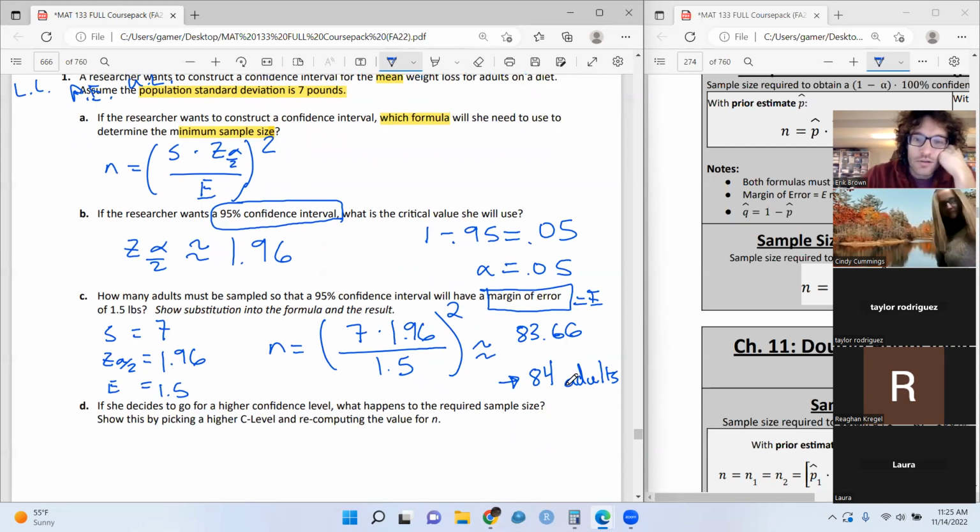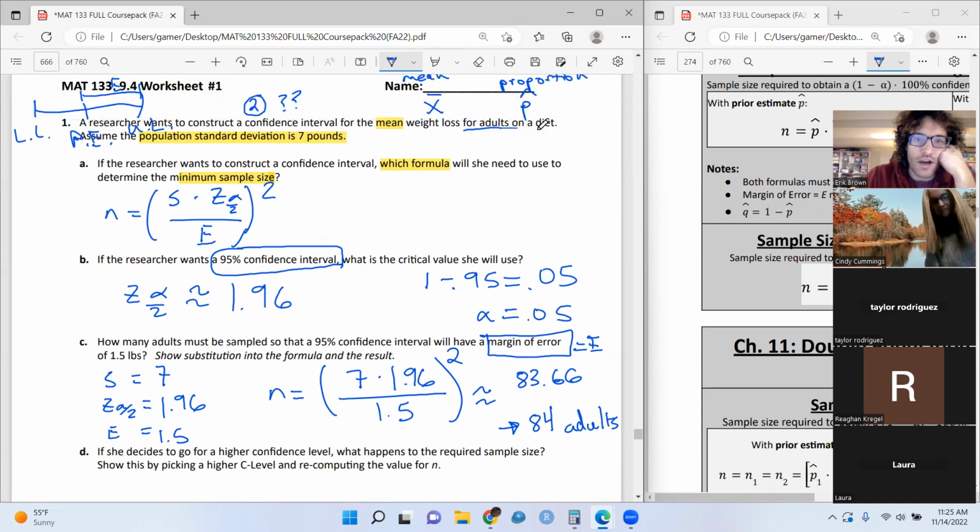Good. I need to write adults on there as well, the unit. It's a good idea. It's just tracking who we are talking to. Who's in the sample? And sometimes it's like salaries or states or fish or whatever. So it may not actually be people.